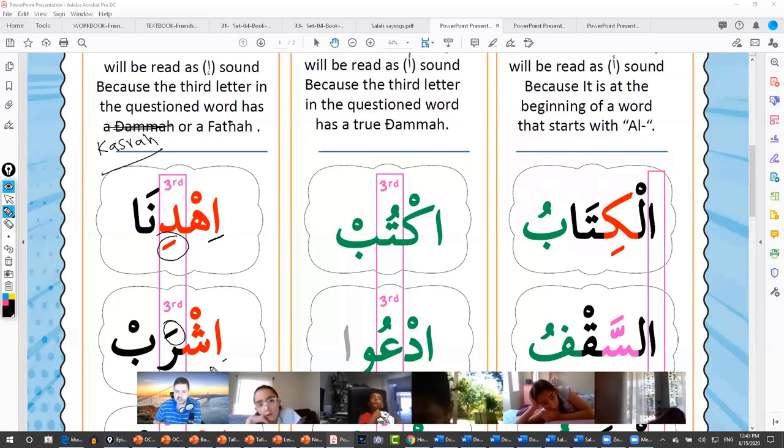Ihdina, ishrab. If the third letter has fatha or kasra, I say E. If the third letter has dhamma, I say O. Any question?